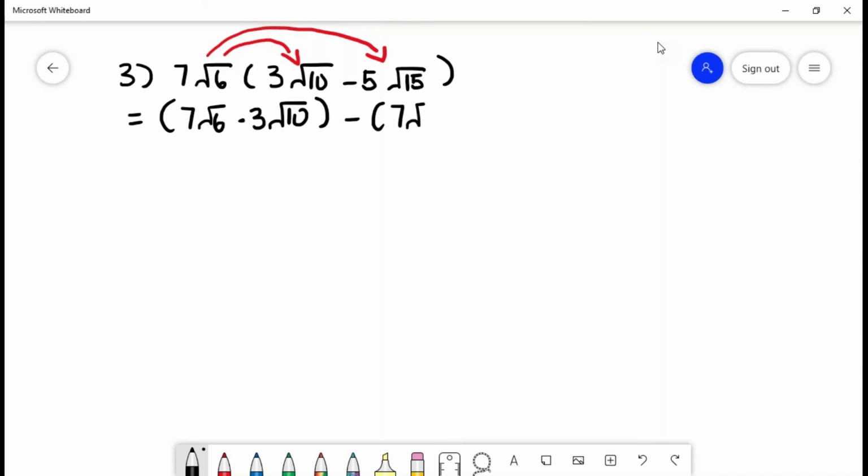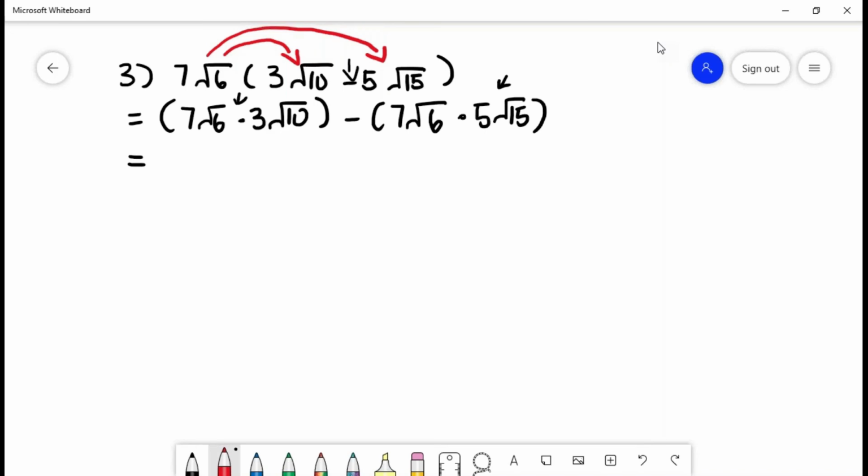So if you multiply these two, it would come to this. Essentially, I've just written a negative here because we know that the answer to 7 root 6 times -5 root 15 would be negative because there is a negative here. And a negative number times a positive number is a negative number. So now these individual problems kind of look like what we did previously with multiplying radicals. So we're just going to go ahead and conduct the simple multiplication of radicals.